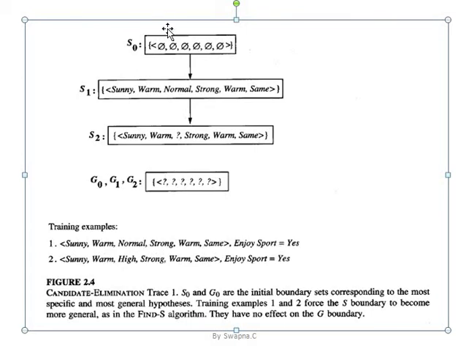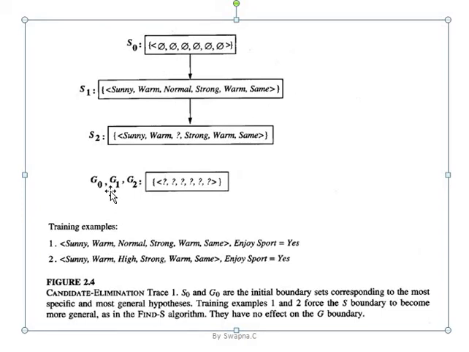Since we encountered a positive training example, we change the maximally specific hypothesis into the next one, making it more general. To make it general, all the null values are replaced by the attribute values of the first training example. So S1 is made from S0, a little bit more generalized compared with S0, and all the null values are replaced with the attribute values.